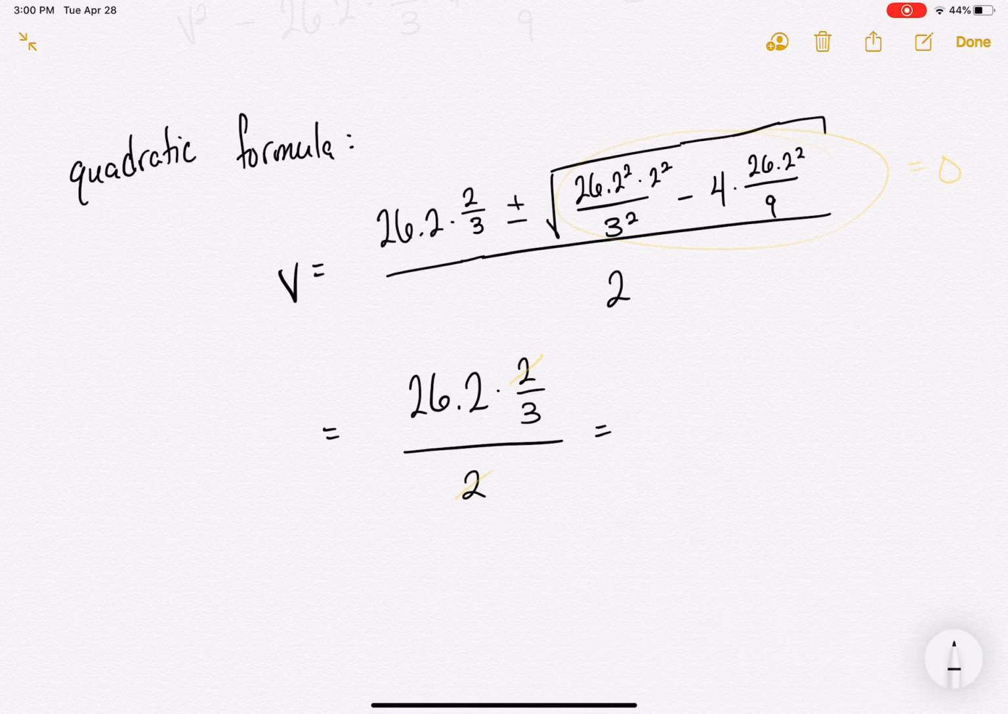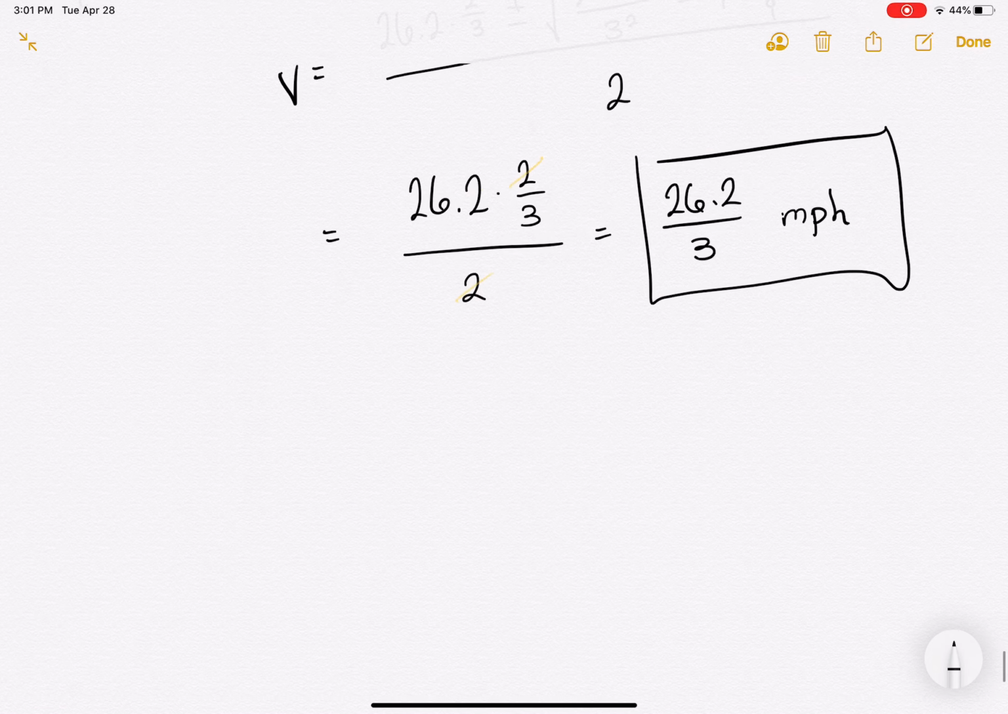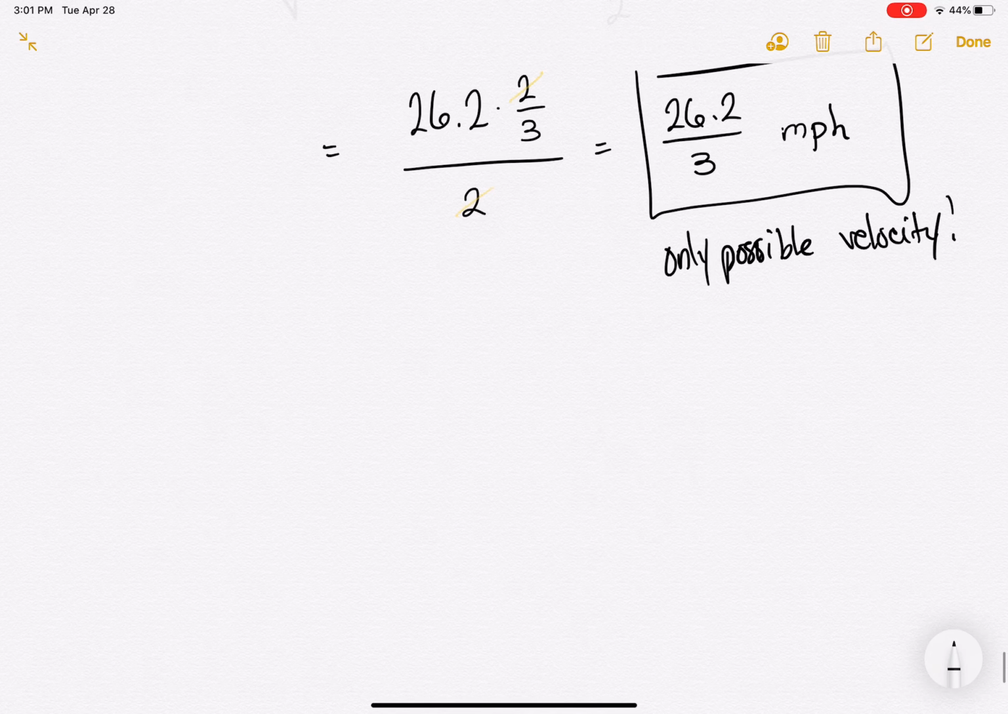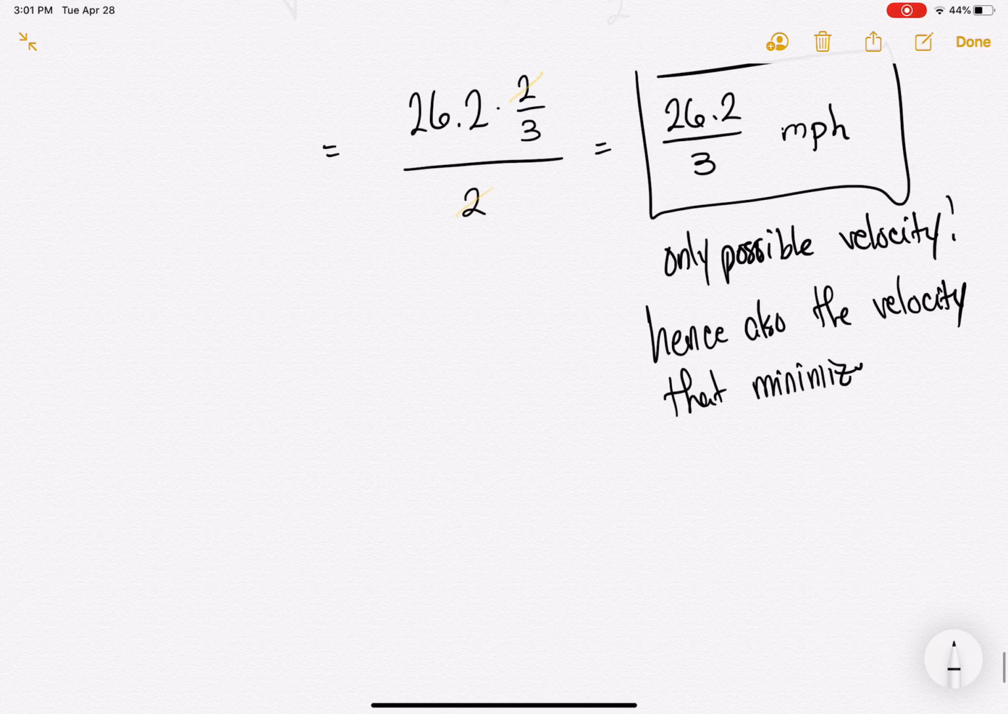And I get the velocity is 26.2 divided by 3 miles per hour. That's the only possible velocity for me. So, hence also the velocity that minimizes my time. If there's only one possible, then that's the one that minimizes it as well.